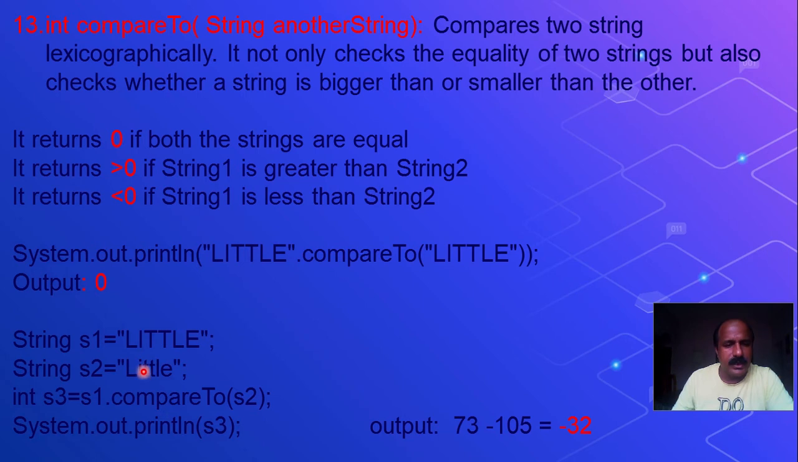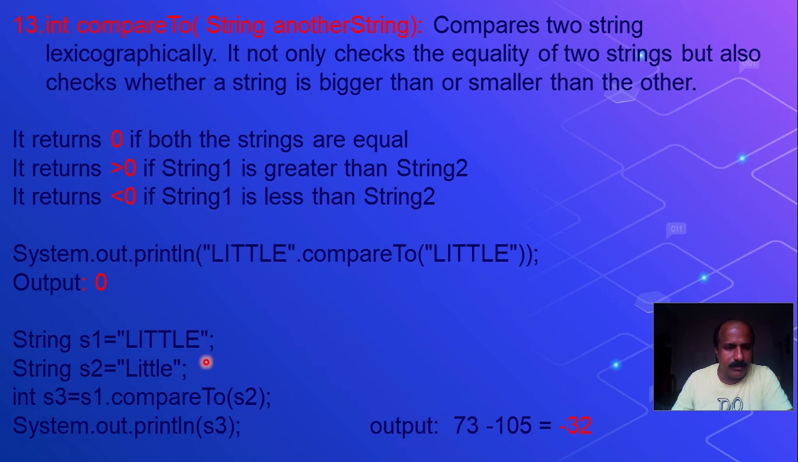Whenever a difference in the character comes, then the difference of their ASCII values will be calculated. That means the ASCII value of capital letter I is 73. 73 minus, and the ASCII value of small letter i is 105. So 73 minus 105, that means minus 32 you will get.